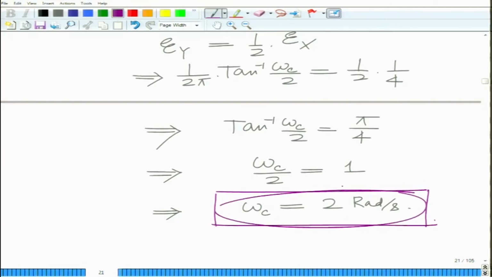So, this gives us a filter such that the energy of the output signal, corresponding to the input signal e raised to minus 2t u(t), that is the exponential signal, is basically half the energy of the input signal. Okay. So, the cutoff frequency omega c is basically 2 radians per second.